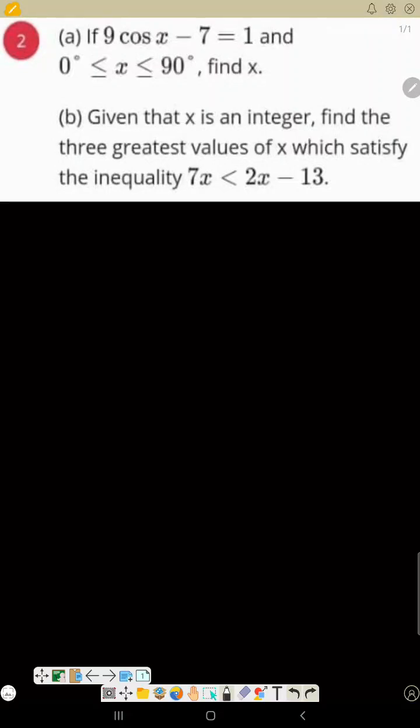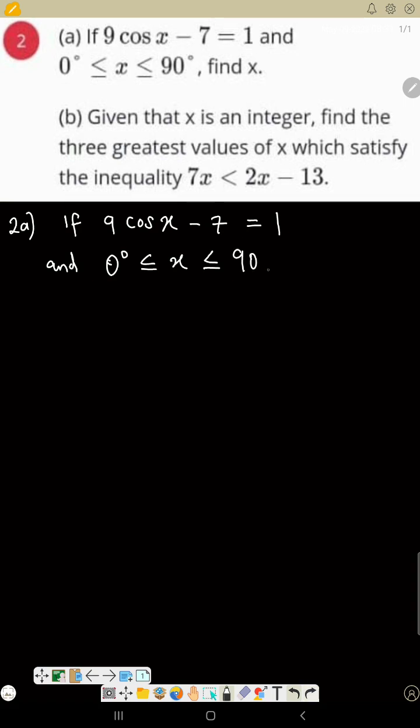So we have 2a. If 9 cos x minus 7 is equals to 1, and 0 degree is less than or equals to x is less than or equals to 90, find x.